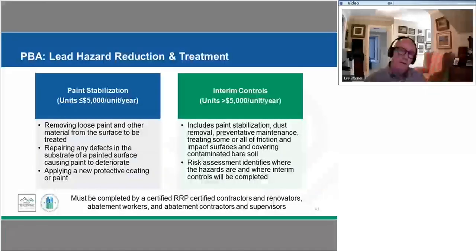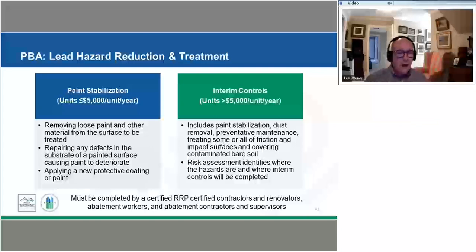If we have more than $5,000 per unit, then we're at a higher step, where we're going to do our interim controls, and that is going to be laid out by our risk assessment report, which will have a hazard control plan as part of that report. We'll really follow what our risk assessment report has provided as the appropriate interim controls to be completed. That would be the basis for when we are procuring or contracting with a certified RRP contractor to do that work. That hazard control plan will be the basis for the work that's going to be completed.